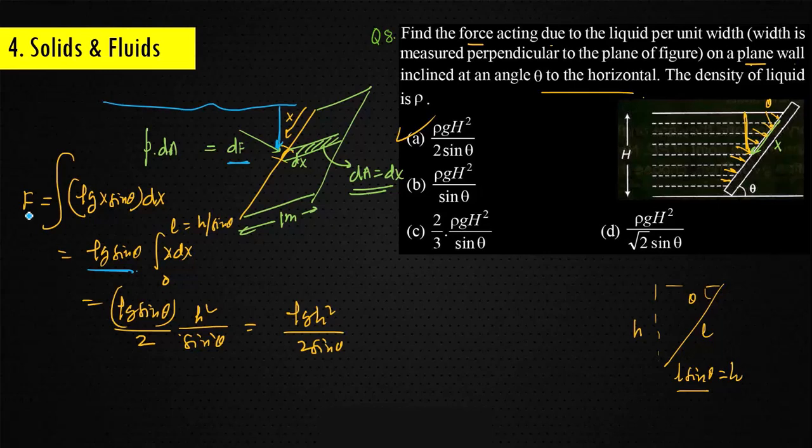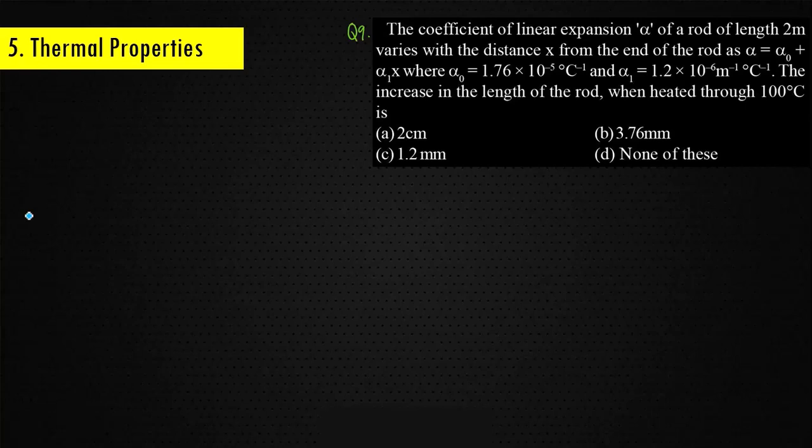Okay. Now moving on to the next situation, here I am applying the concept of thermal properties. The coefficient of linear expansion alpha of a rod is given as alpha naught plus alpha 1 x, where alpha naught and alpha 1 are constants. You are asked to calculate the increase in length when it is heated up to 100 degrees Celsius. Let us say this is a rod.